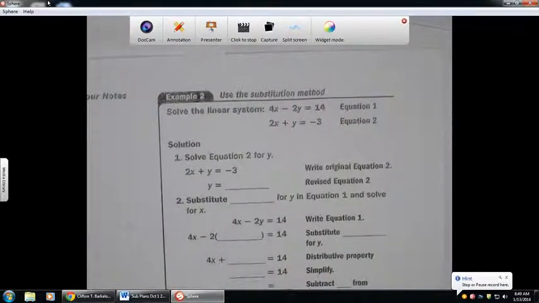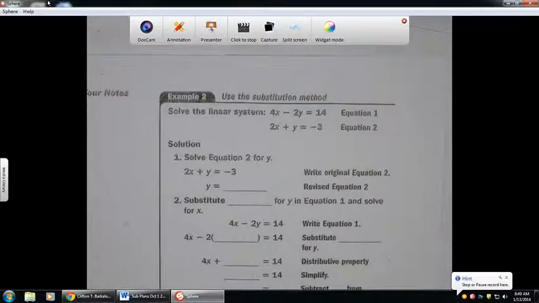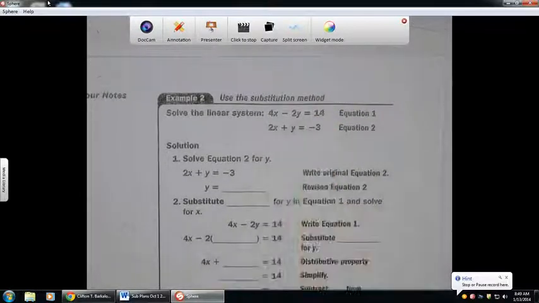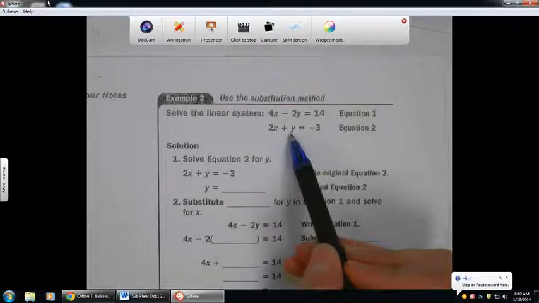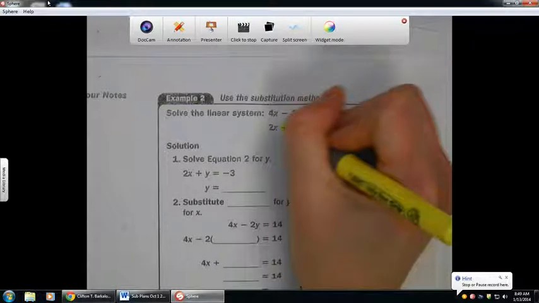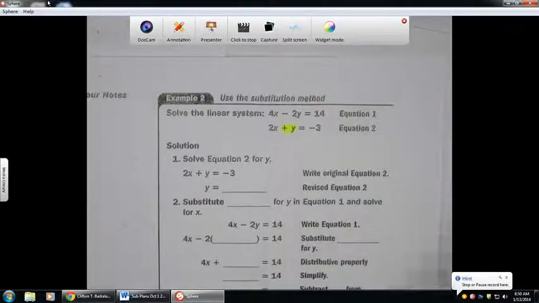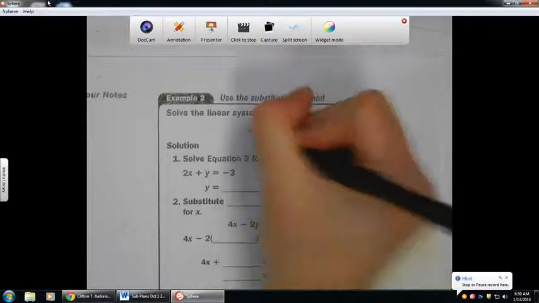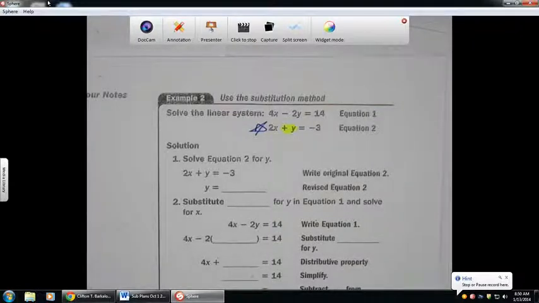Example 2. Solve the linear system, 4x minus 2y equals 14. Take a look, neither equation is solved for x or for y. However, if you look at both equations, in the second equation, y has a coefficient of 1. That's going to be the easiest equation to solve for either x or y. It doesn't matter which one you solve for, you pick the easier one. So we're going to solve the second equation for y.